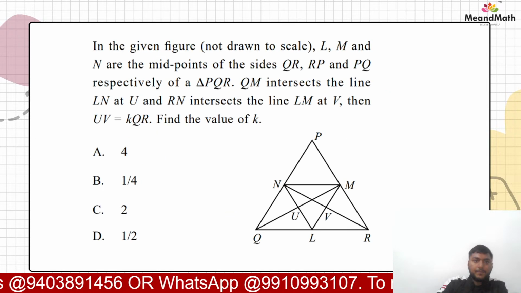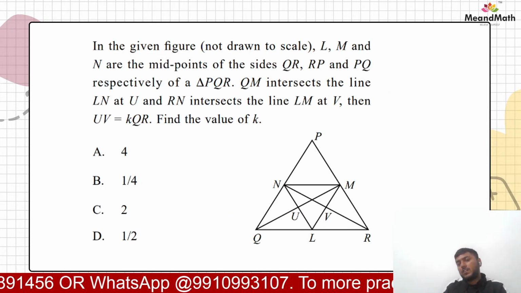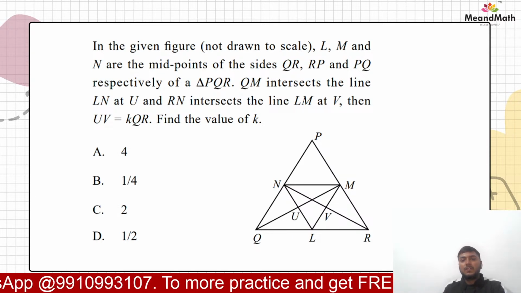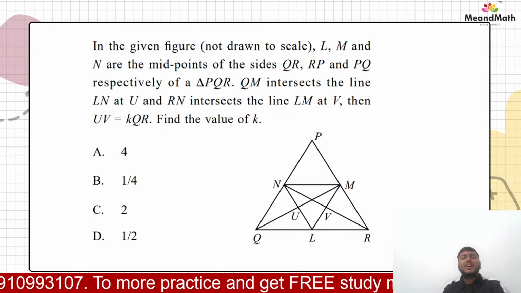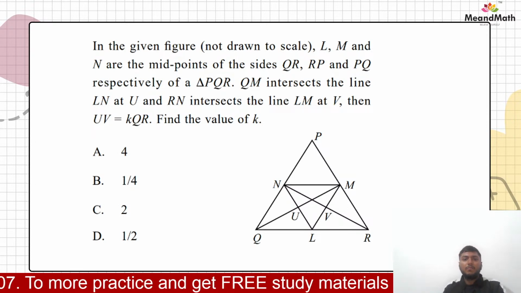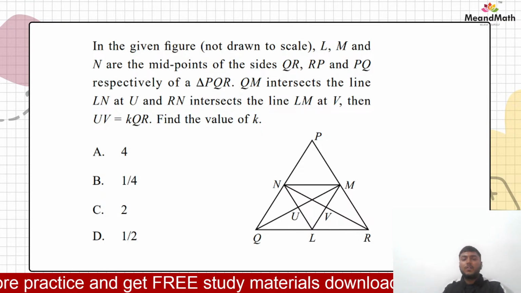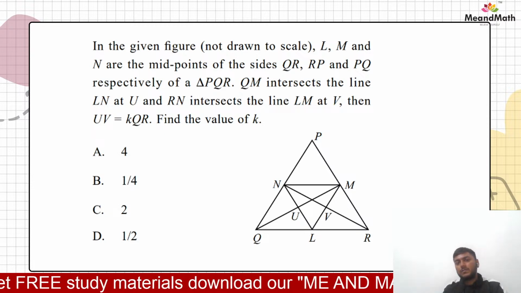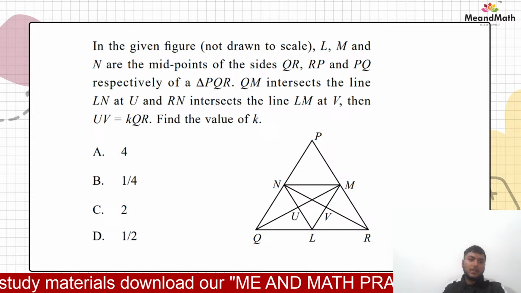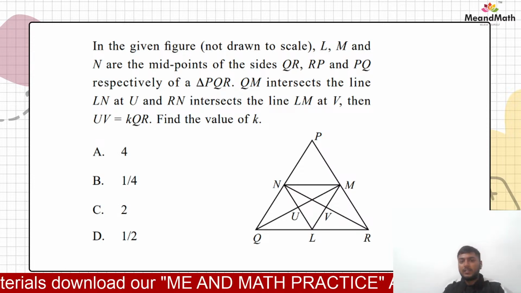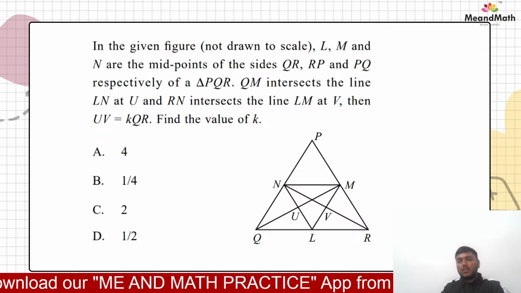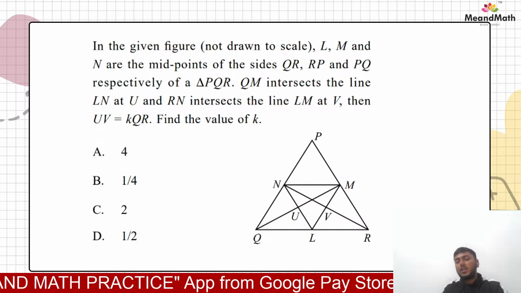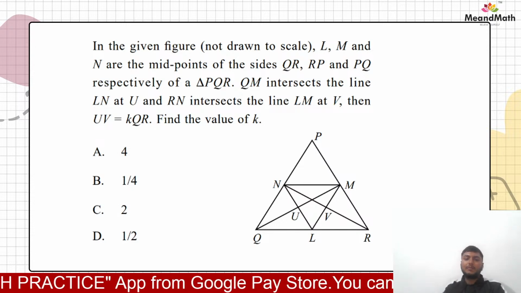Okay, so now this is one of the important questions which we are solving in today's live stream session, where L, M, N are the midpoints of the sides QR, RP, PQ respectively of triangle PQR. QM intersects the line LN at U, RN intersects the line LM at V. So then UV is equal to K times QR.